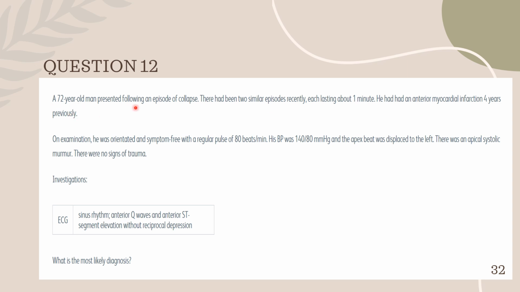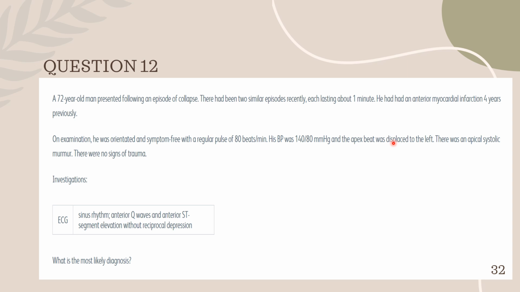Next question, a 72-year-old man presented following an episode of collapse. There had been 2 similar episodes recently, each lasting about 1 minute. So there is a recurrent history of collapse. He had an anterior MI 4 years previously. On examination, he was oriented and symptom-free with a regular pulse of 80 beats per minute, BP 140/80, and the apex beat was displaced to the left. So there is maybe some amount of cardiomegaly. There was an apical systolic murmur. There were no signs of trauma.